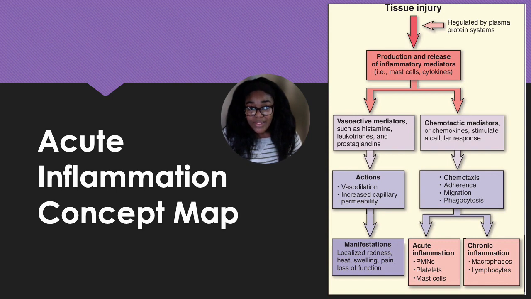When we start breaking this down further, we go into the two branches, which you'll see here as vasoactive mediators and chemotactic mediators. Again, these are two types of inflammatory mediators or chemical mediators that help with the acute inflammation response.